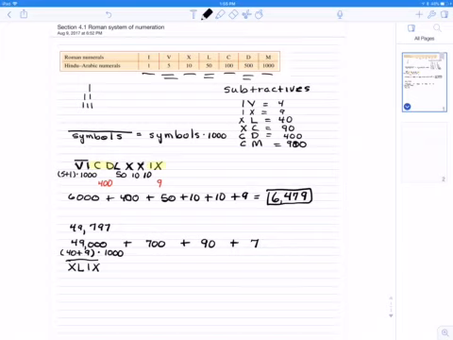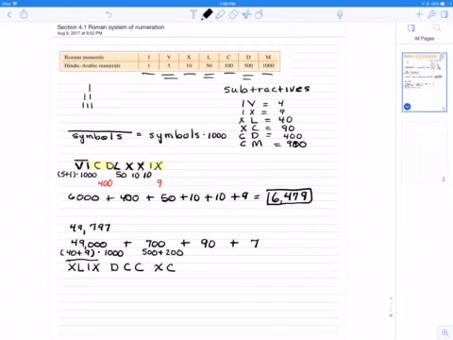Now 700, there's no symbol for 700. It's not a subtractive, so I'll use a combination of symbols. I could use the symbol for 500 and then 200. Symbol for 500 would be D. And to represent 200, I'll just represent the symbol for 100 twice. 90 is a subtractive.